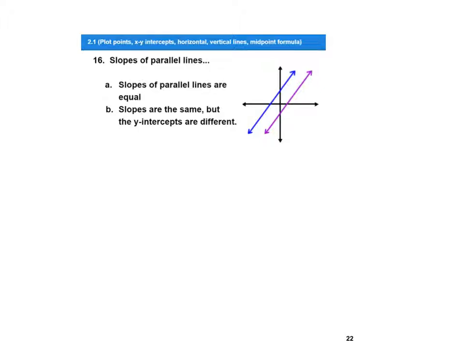Here we can see with the blue line that the rise and the run would end up being the same, and that's what parallel lines are. The parallel lines' slopes are equal, but the y-intercepts can be different. Otherwise, if they're parallel lines and the y-intercepts are the same, you're going to have an infinite number of solutions.